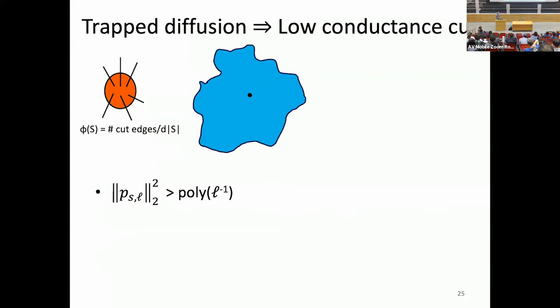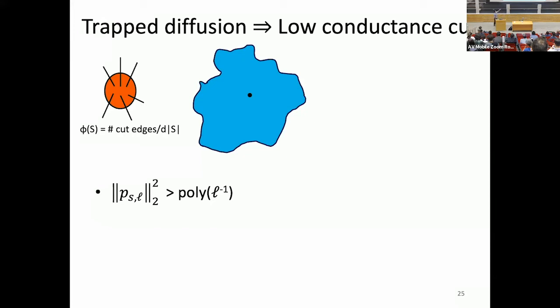So now if you go through your normal spectral graph theory notes, or if you look in general at the Cheeger inequality, what you'll see is that when a diffusion is trapped, there's a low conductance cut somewhere. And what is low conductance? Conductance, let's just say, is the number of edges that are cut divided by d times the number of vertices, the total number of edges.